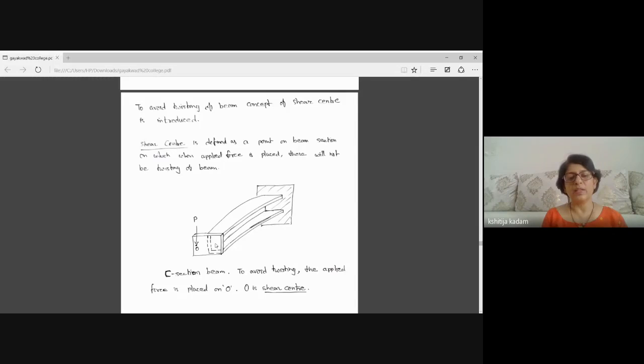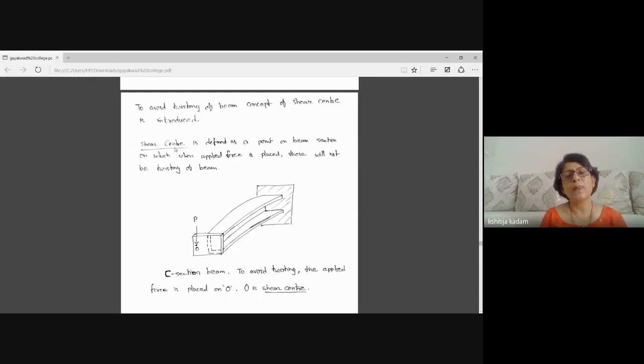When I have shifted this force P from the centroid to point O, now this force P will try to move it anti-clockwise. The cross section of the beam is trying to twist clockwise. The applied force on point O will try to move it anti-clockwise, and hence the beam will not twist. It will only bend. So this point O is called the shear center.